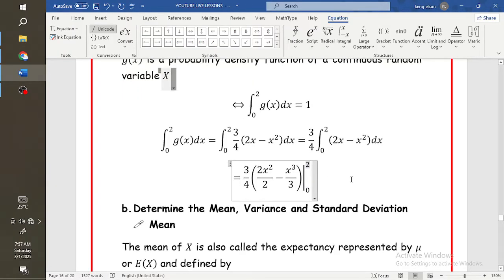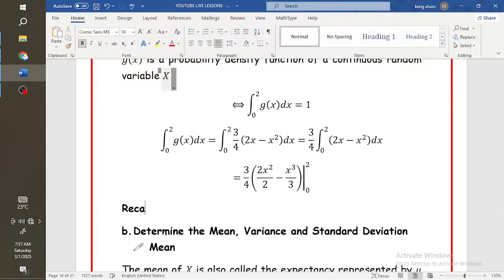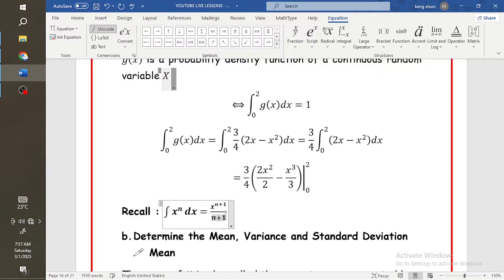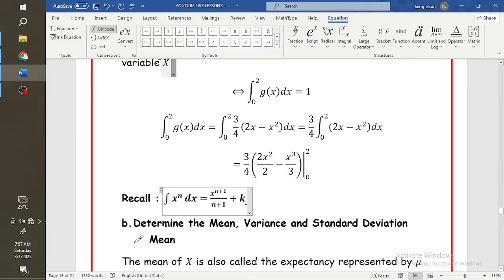Now for those who have not really understood how I integrated, let me just try to give a note. Recall, if I give you the integral of x to the power n with respect to x, what you do is that you take x to the power n plus 1 divided by n plus 1 plus a constant of integration. But if there are limits, we don't add the constant of integration.